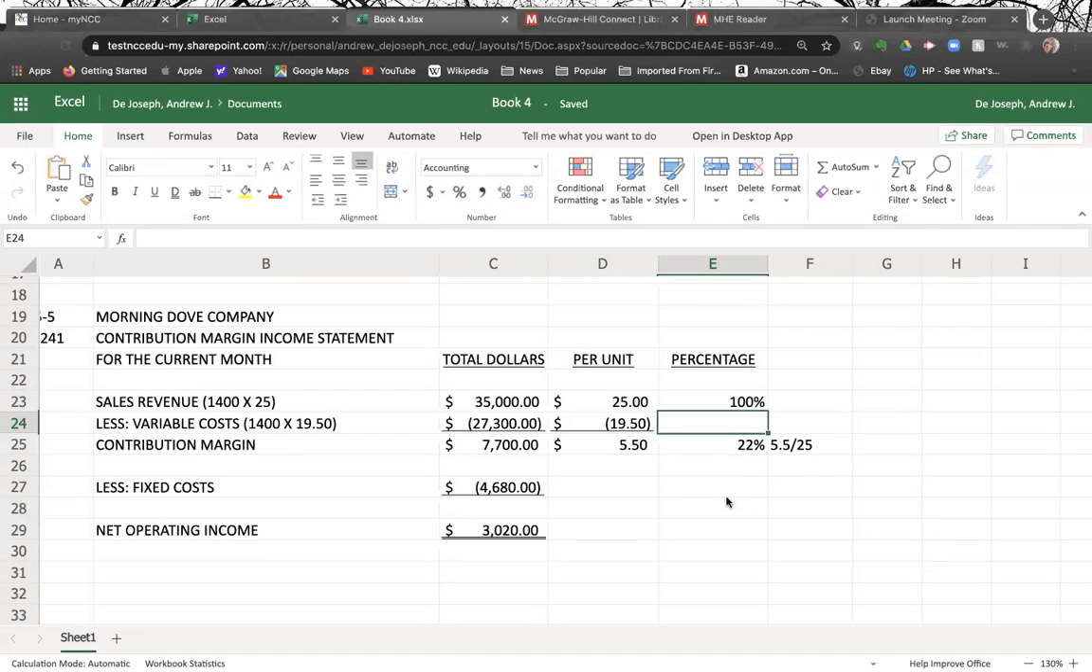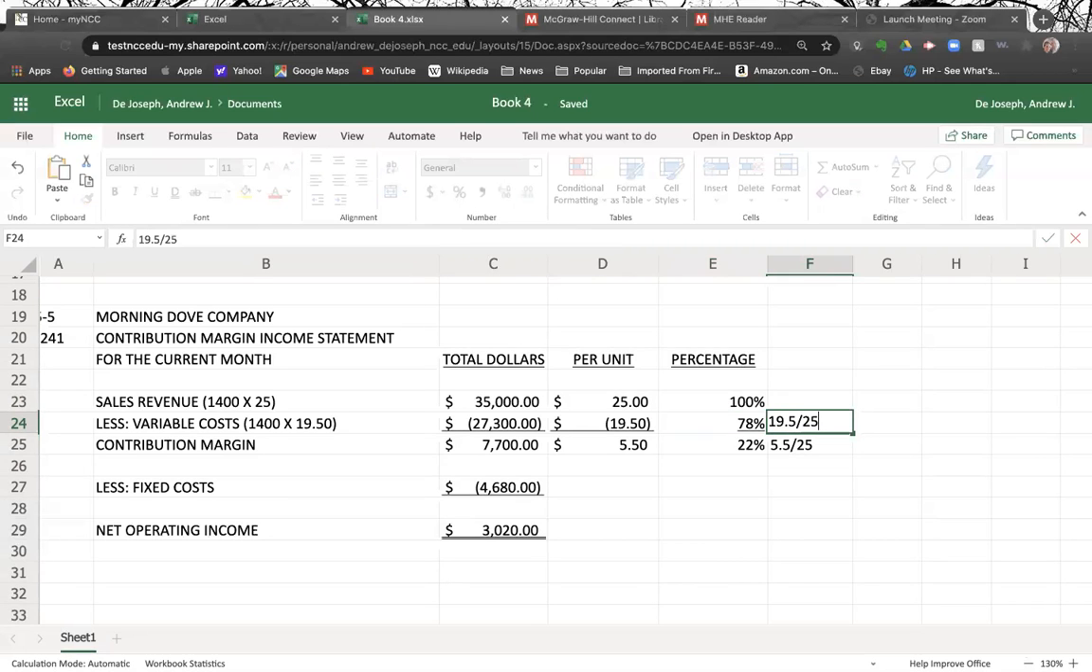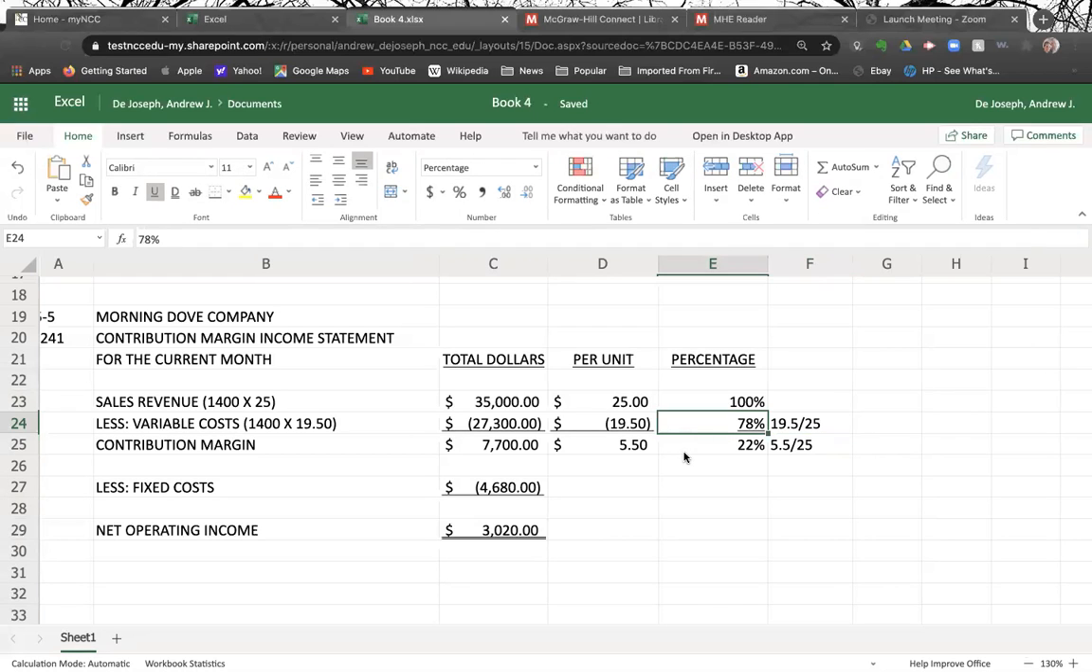So what would the difference be? 100% minus what? Would that be 78%? Of course, what you could do is you could take the $19.50 and put it over $25 to get that 78%, but you really don't have to, right? Because if you're comfortable that that was 22%, then that has to be 78%. 100% minus 78% is 22%.